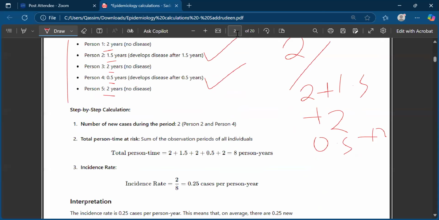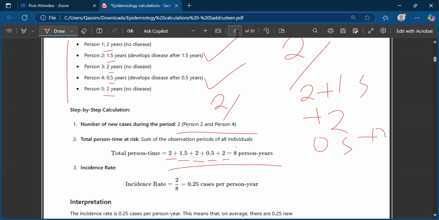So you just take the 2 people, this is going to be our numerator. Our numerator is going to be 2 over the total person time years. So you just do 2 plus 1.5 plus 2 plus 0.5 plus 2, you get 8. Then you do 2 over 8, then you get 0.25 cases per person year.